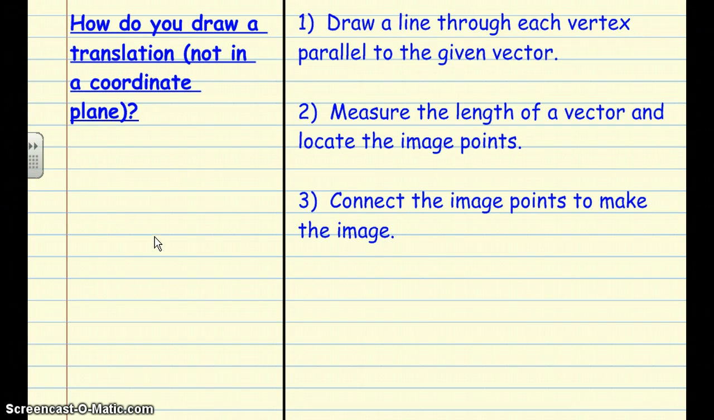The first one is, how do you draw a translation that's not on a coordinate plane? There are 3 steps that we're going to follow. The first one is we're going to draw a line through each vertex that's parallel to the given vector. Second step, we're going to measure the length of the vector and locate the image points. And then step number 3 is we're going to connect the image points to make the image. So why don't you pause real quick and go ahead and write those 3 steps down, because we're going to use those steps to help us with our first example.